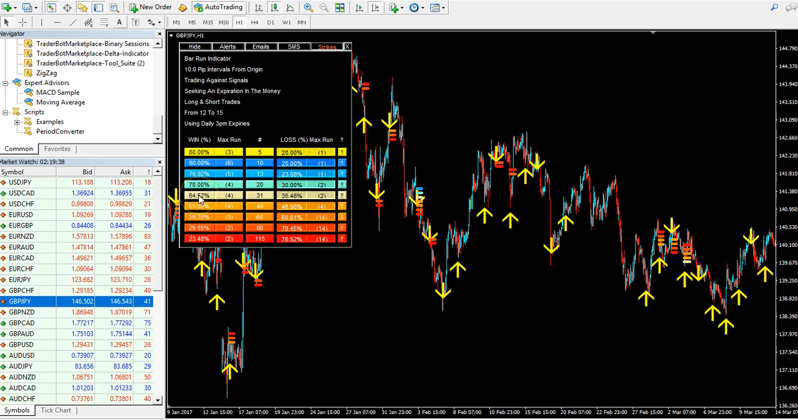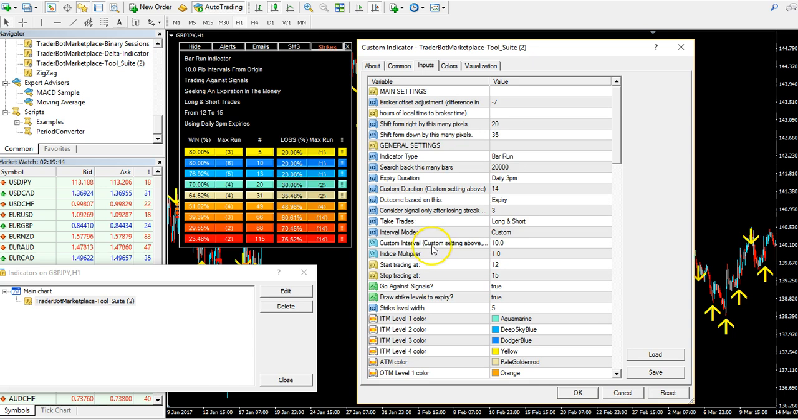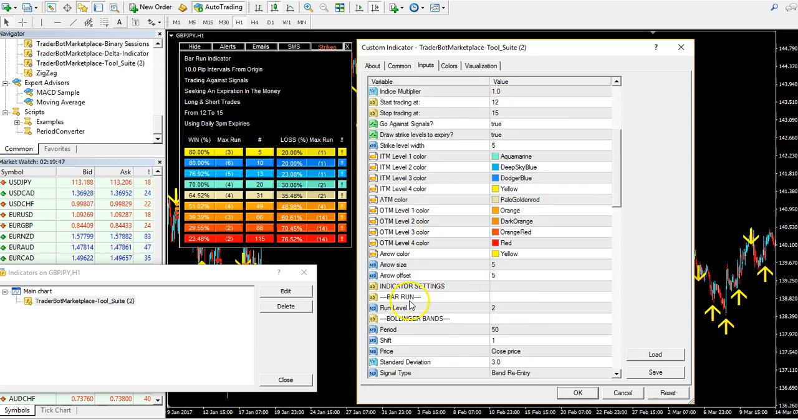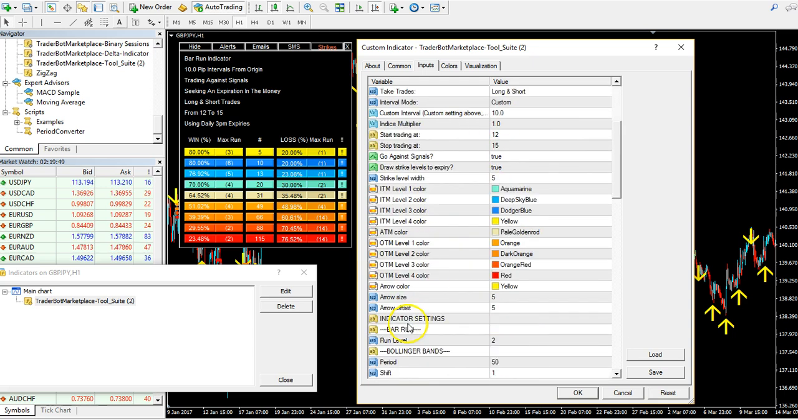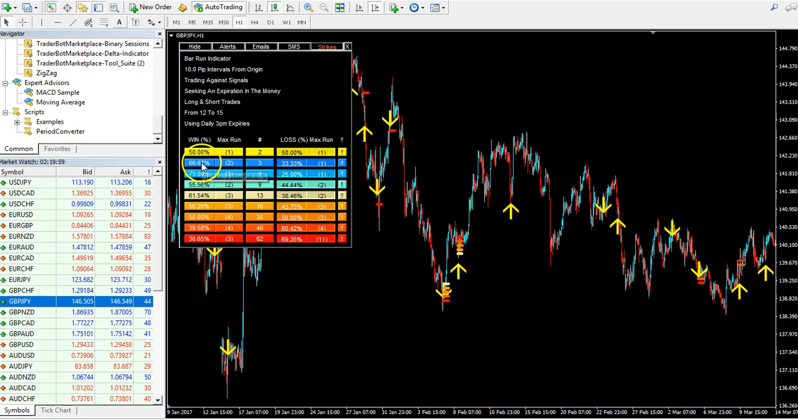64% win rate, that's a good win rate. But we're going to try to make it even better. Let's say we've got a 64% win rate, and we're looking at bar run. We're only looking if it has 2 bars in a row. What if it has 3? Let's just take a look at it. Nah, it doesn't do much. The win rate stays roughly the same. It doesn't do much at all.